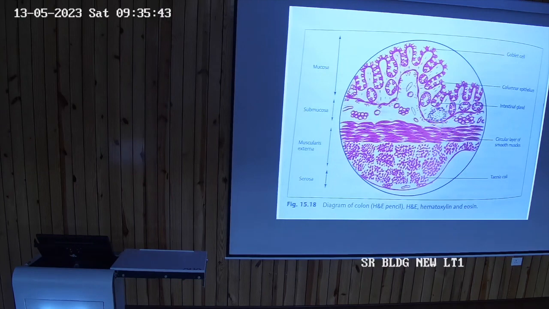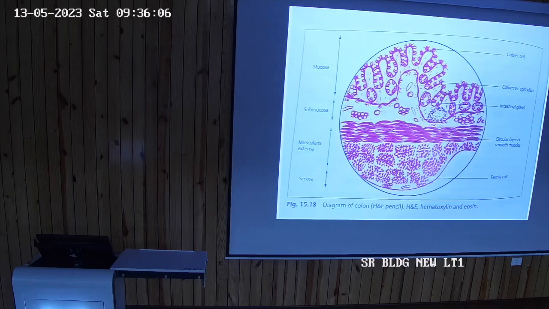Look at the lamina propria. No special features. Slightly you can see the lymphatic tissue. Lymphatic tissue may be seen, but not so aggregated as seen in the Peyer's patches. Now one thing, look at the muscularis externa, inner circular, outer longitudinal.